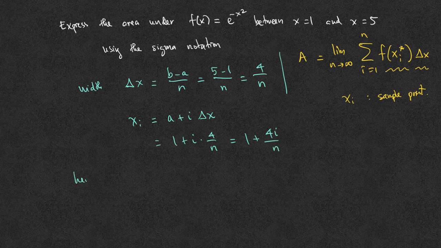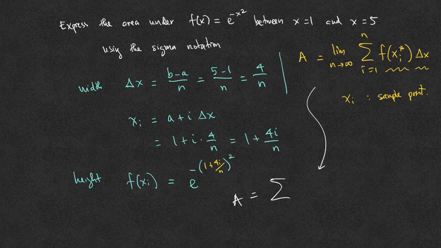And so the height of each rectangle is f of x sub i. But f of x is e to the negative x squared, so f of x sub i is e to the negative x sub i squared. But x sub i is 1 plus 4i over n. And so we can now write this area as the sum.